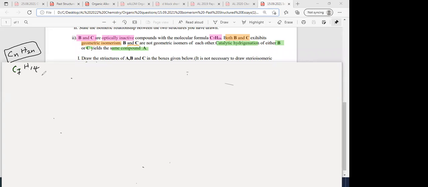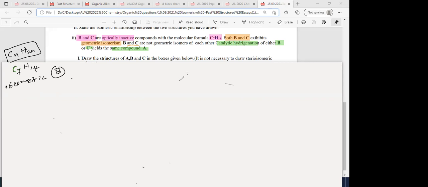So how to get B and C from this? What are the other conditions? B and C are geometric. That means there must be a double bond, and on each carbon atom of the double bond there must be two different groups attached. That is how geometric isomerism is there. One condition is the formula, the second condition is geometric. And both B and C give the same compound A. How to do this?